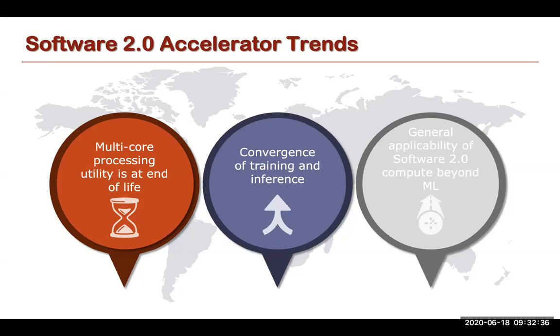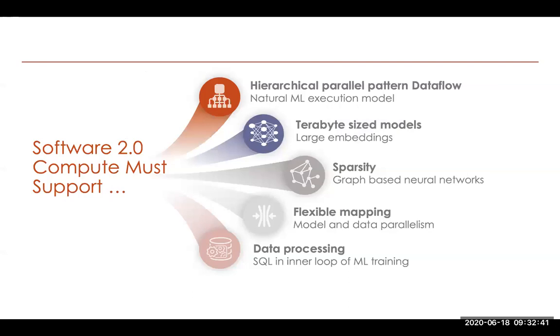So what kind of support do we need in our accelerator to provide the capabilities that we need for the next generation of ML compute? So clearly, I've argued that hierarchical parallel pattern data flow is a natural ML execution model and should be natively supported in the accelerator. The need to enable very large models to be trained is becoming increasingly important for these large language models and also for large recommender models, which dominate computation in lots of areas, and in your large HPC models, right? I talk to people at certain national labs, and they want to train very large models that come from computational simulations. So that is the thing that's driving the need for terabyte size models.